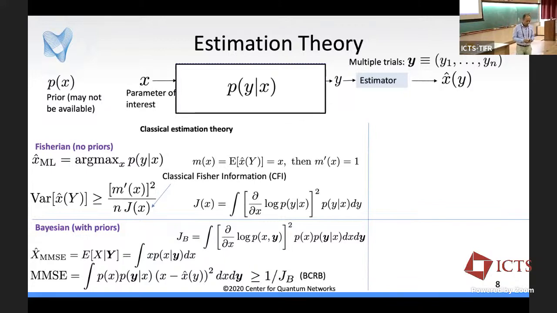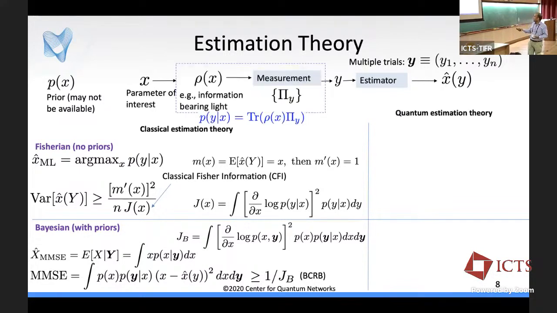So as I told you in the beginning, in my view, quantum estimation theory or quantum information theory is just peeking a little bit inside where this P of Y given X comes from. This P of Y given X, which is the probabilistic description of a noisy channel, comes from a collection of two things. It comes from your quantum description of the information-bearing light. I'm saying light, it doesn't have to be light, it could be matter.